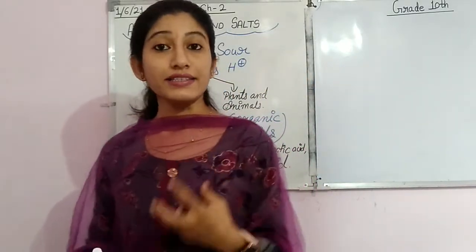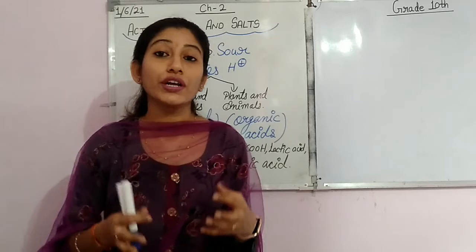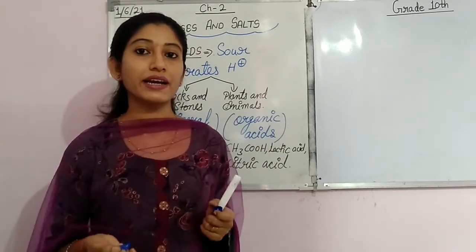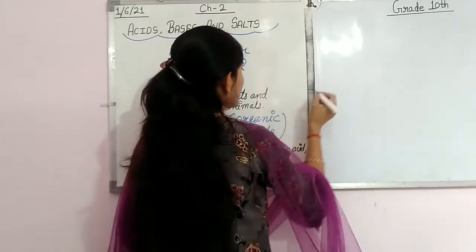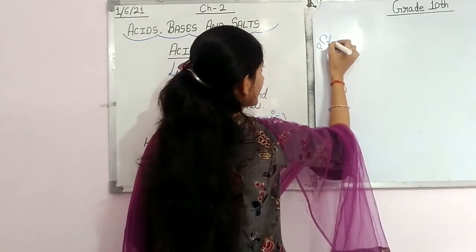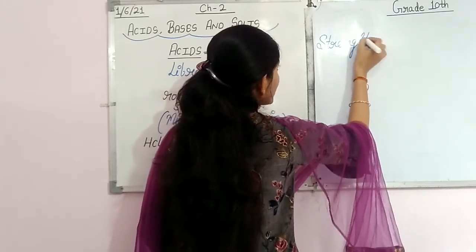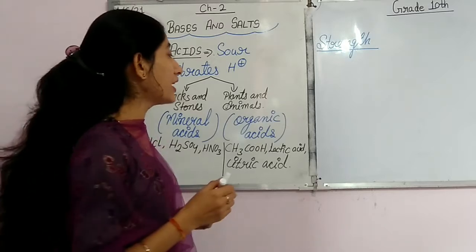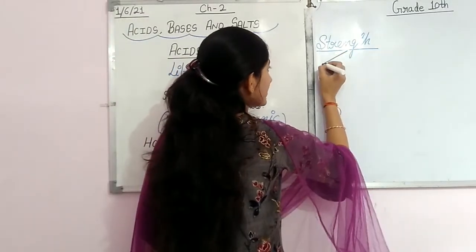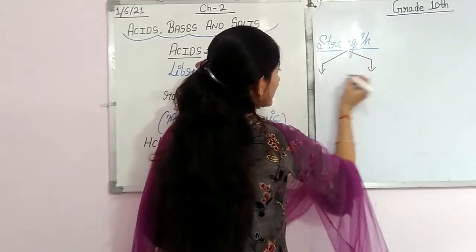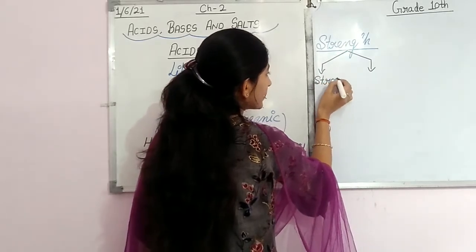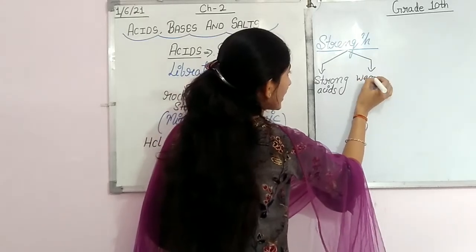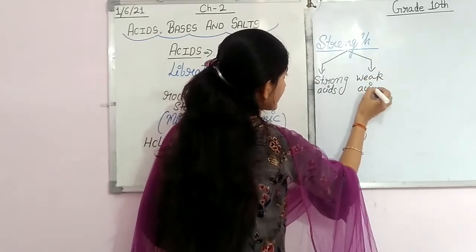Now student, acids are also categorized according to their strength. When we categorize the acids, then they can also be categorized according to their strength. So when we talk about the strength, means which one is strong and which one is weak, right? So when we talk about the strength of the acids, we can categorize the acids into the two categories. What are these? Strong acids, and then we have weak acids.